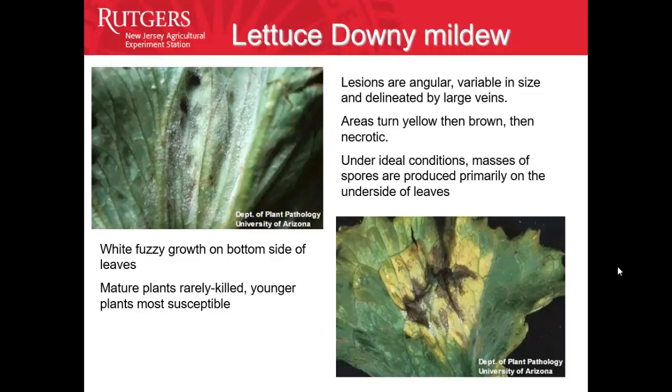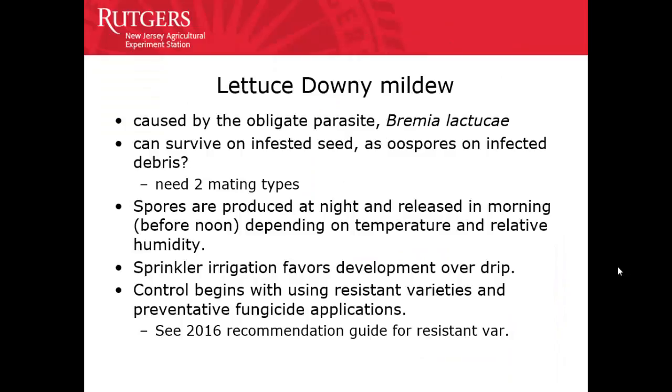Lesions tend to be angular, variable, very, very nondescript. You get some irregular yellowing, but if you look on the bottom sides of the leaves in the morning or late in the evening or after heavy rain or under cool conditions, you probably get to see the sporulation. It's rarely going to kill an older plant, but it can cause problems if it comes in early on your crop. It's caused by Bremia.